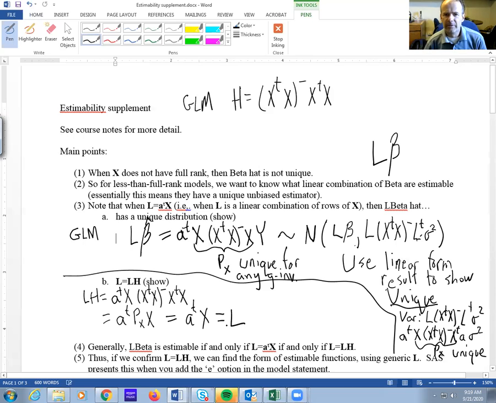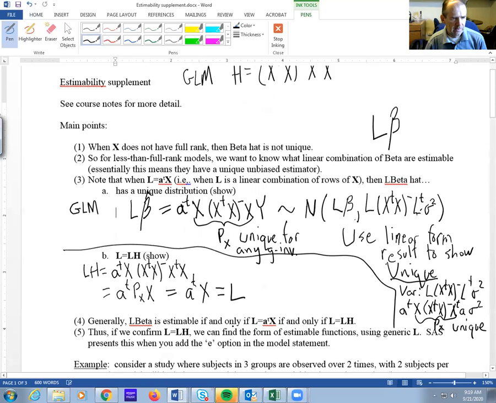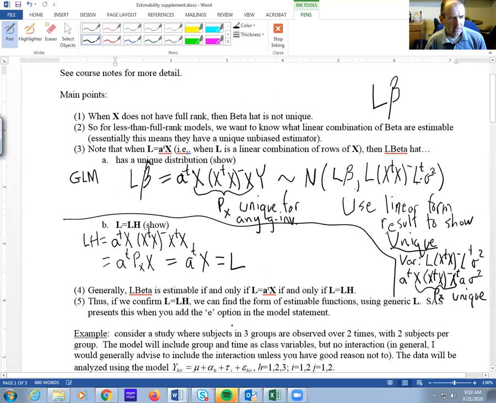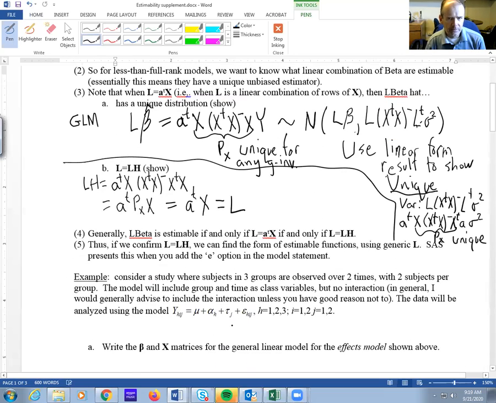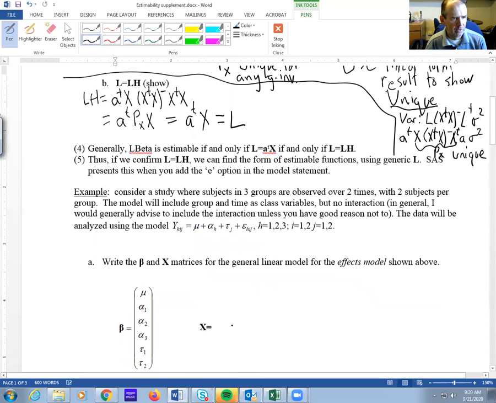Why do we care about that? Well, this gives us a way to decide whether a linear combination of our parameters is estimable. That's it in a nutshell. So I'm going to show you an example.